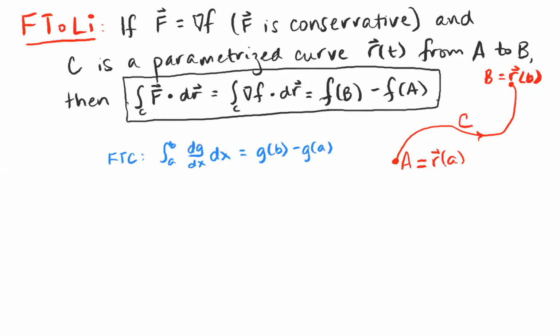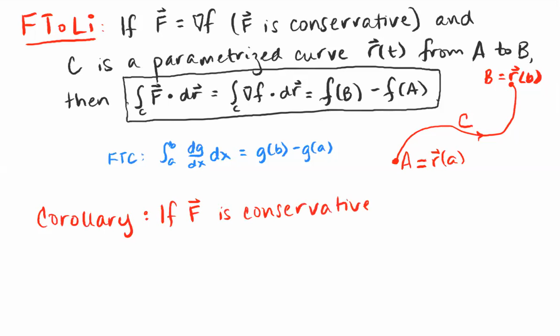And so a corollary to this would be that if F is conservative, then the line integral over C of a vector field depends only on the endpoints a and b.